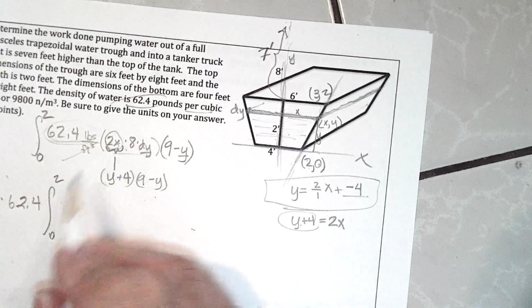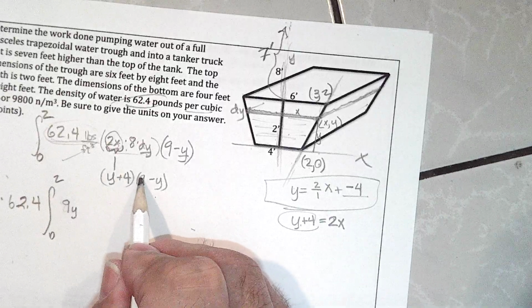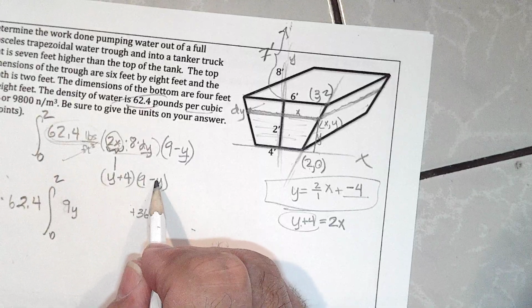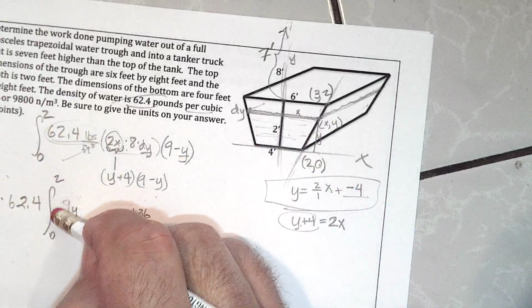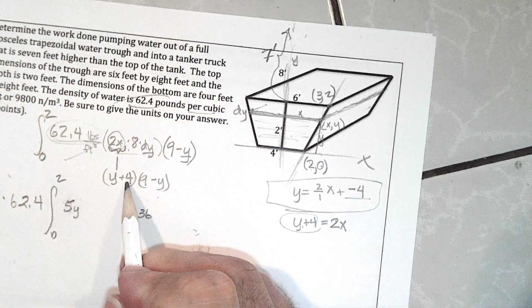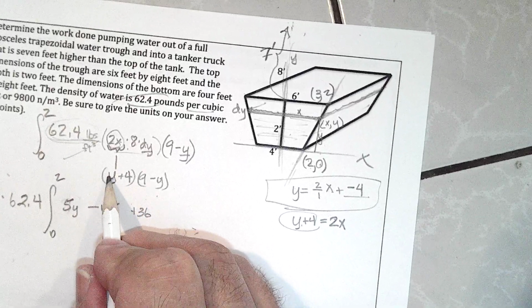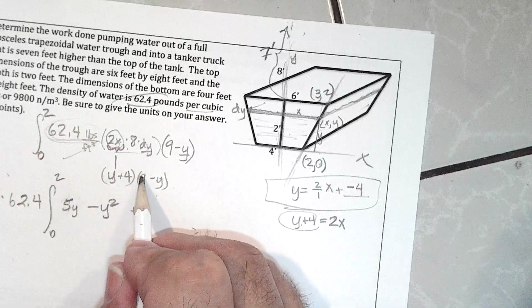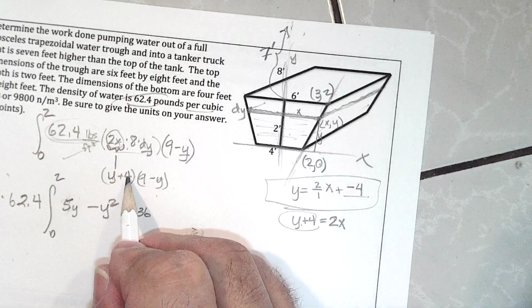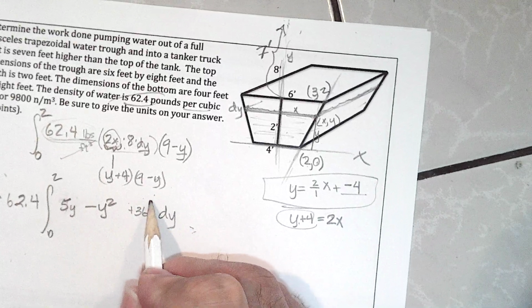So this is 9y plus 36 minus 4y. Oh, let's put that together. 9y minus 4y is 5y. And minus y squared. Minus y squared plus 9y minus 4y plus 36.